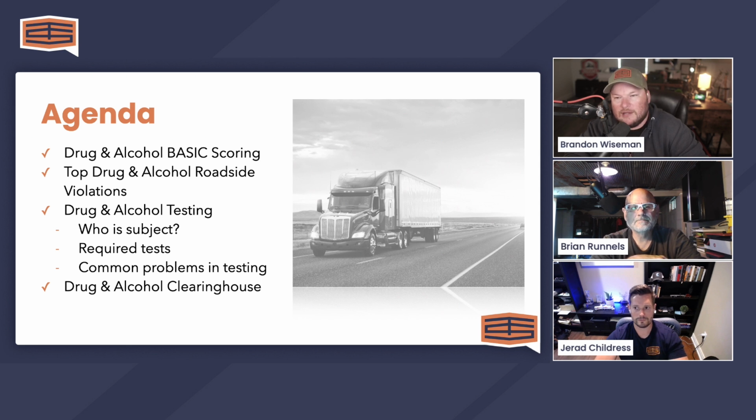But there is a lot to talk about, obviously, in drug and alcohol testing more broadly. So we're going to break out of the confines of the CSA scores a little bit, and towards the end of today's session, we're going to get into drug and alcohol testing more broadly, and some of the most common issues we see arise in that context, and also in the drug and alcohol clearinghouse context. So that's the agenda for today.